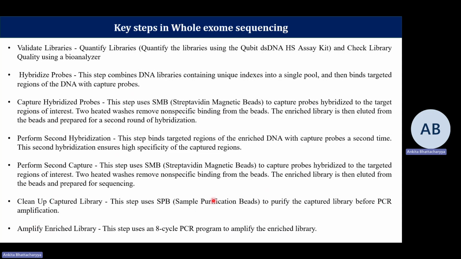For cleanup, it uses a different sort of beads. So with the streptavidin magnetic beads, there are some specific types of beads which allow us to select out the probes, and magnetic beads, of course, help in easier separation. Then, using sample purification beads, you can purify the library before PCR amplification to remove contaminants, and then amplify the enriched library using an 8-cycle PCR program.